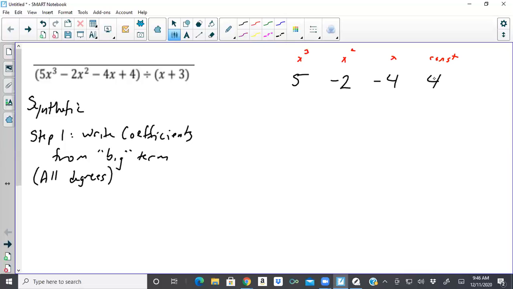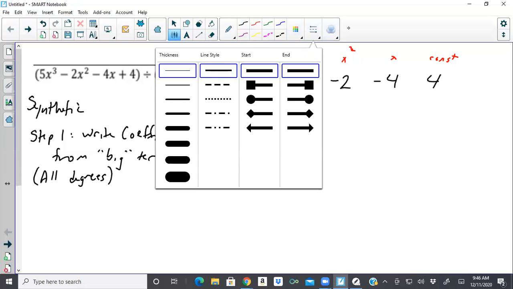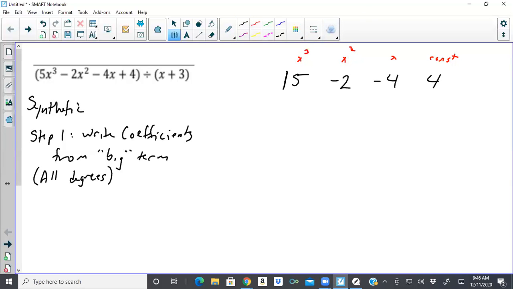This stuff up here in red is not necessary. You don't have to write that down. I'm only writing it there for your understanding as you look back up at the screen. But this is 5x to the third, -2x squared, -4x, and then 4. Okay? Now, the next step with synthetic division is you do the same kind of box that you did before, but you're going to do it upside down, and you're going to leave a gap in between here.